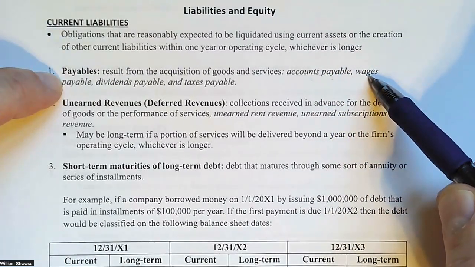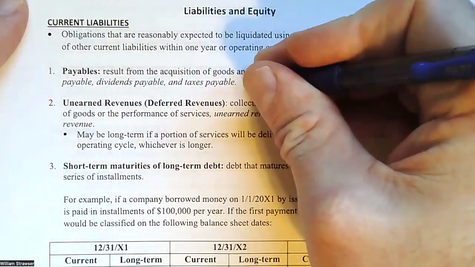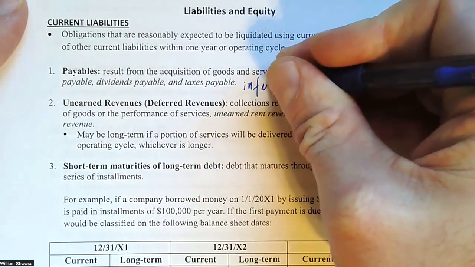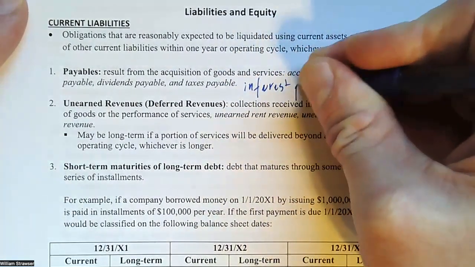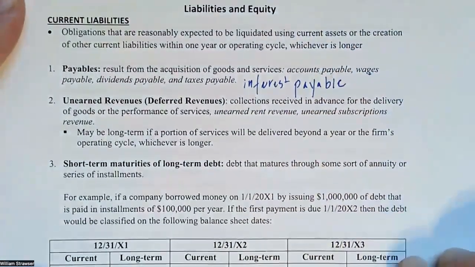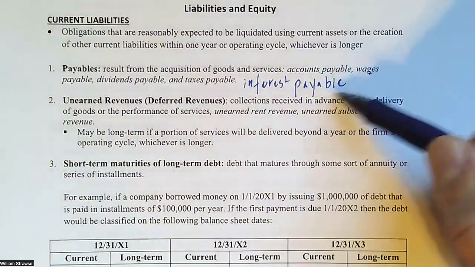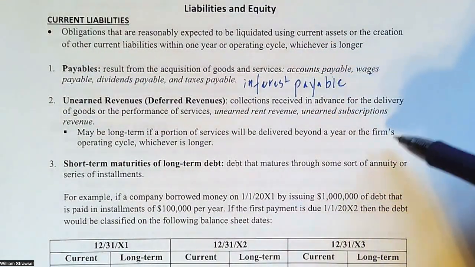Wages payable, what we owe our employees, dividends payable, taxes payable, and I would also add interest payable. That's one that just isn't on this list. That's pretty frequent. Interest payments on loans almost always arise within a year. So any of these payable accounts are always current.